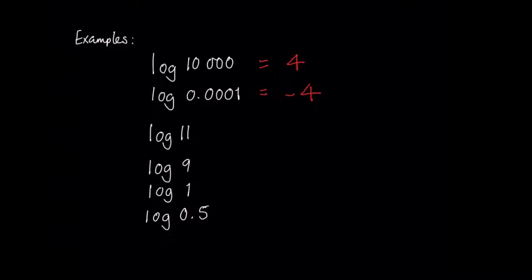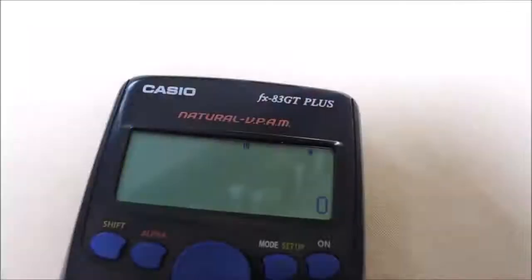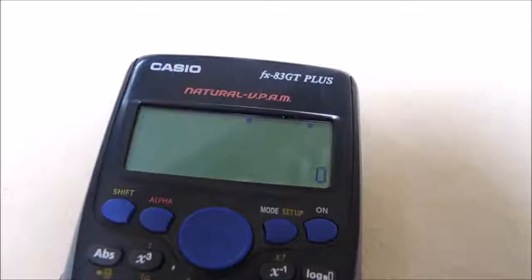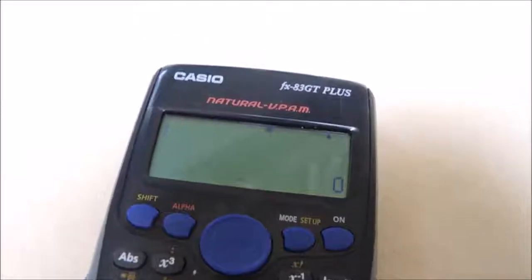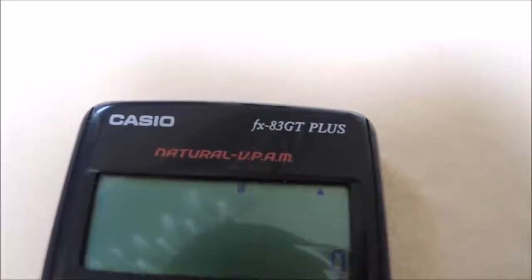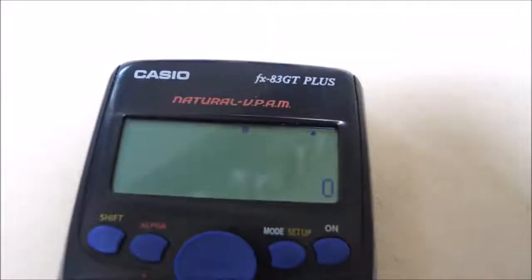Mostly though, when we want to find logs of base 10, we need to get the calculator out to find the logarithm. So before we continue with the 4 examples here, let's just have a quick look at how we do this on the calculator. It's useful to have a calculator handy when we're working with logarithms, because we often need to do some calculations. So you should have a calculator something like this, the Casio FX83 GT Plus, or very similar.